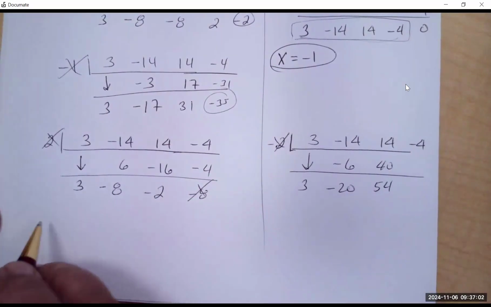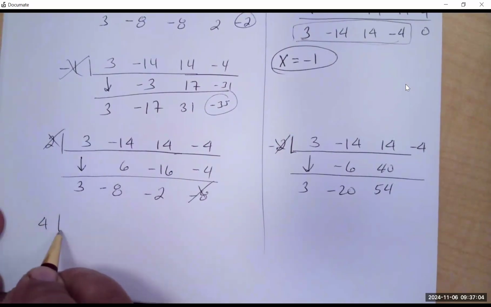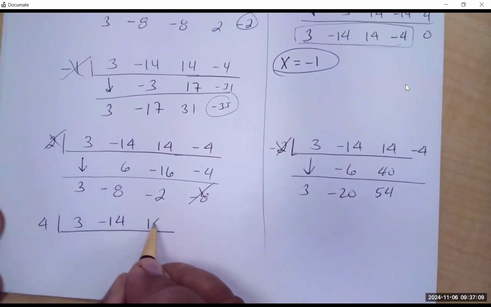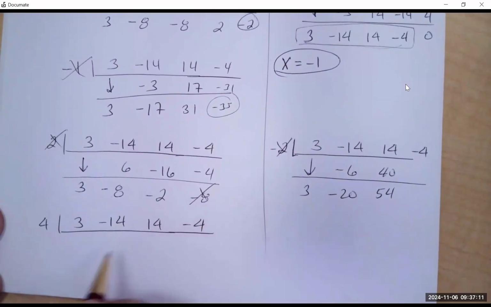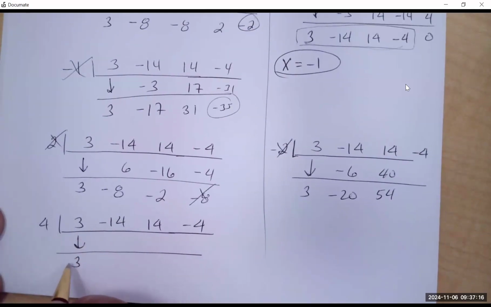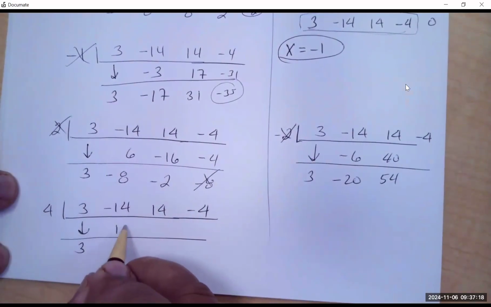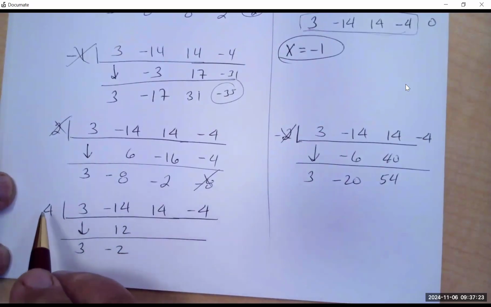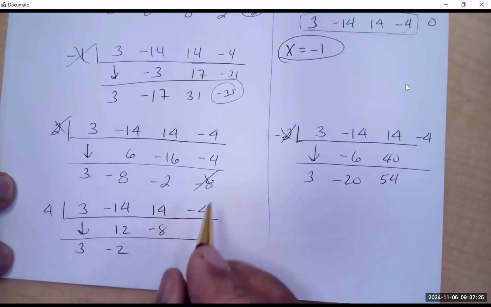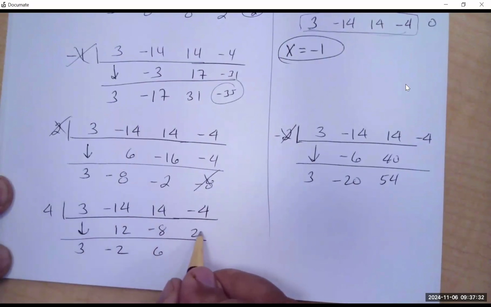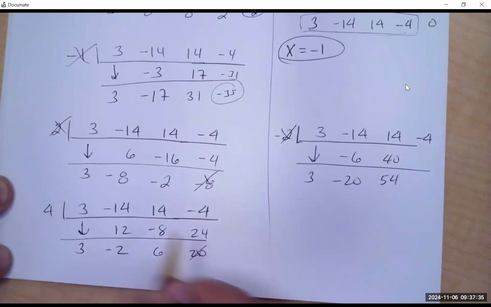Let's try 4 and -4. 3, -14, 14, -4. Four times 3 is 12. -14 plus 12 is -2. 4 times -2 is -8. 14 minus 8 is 6. 4 times 6 is 24. So it's not 4.